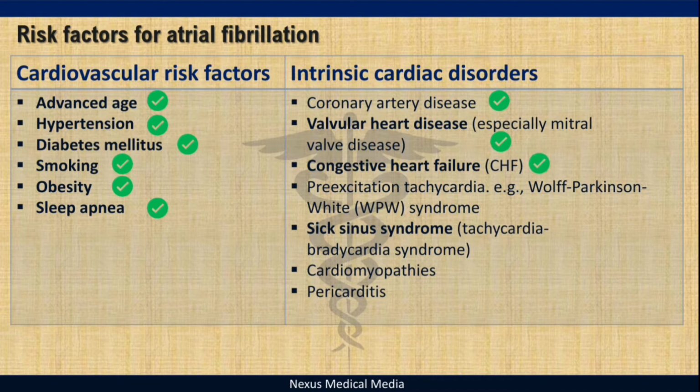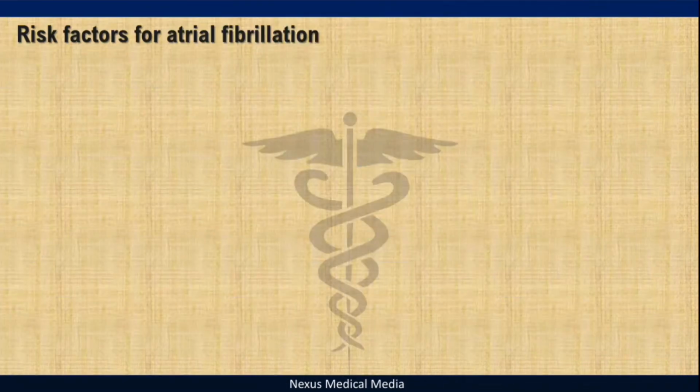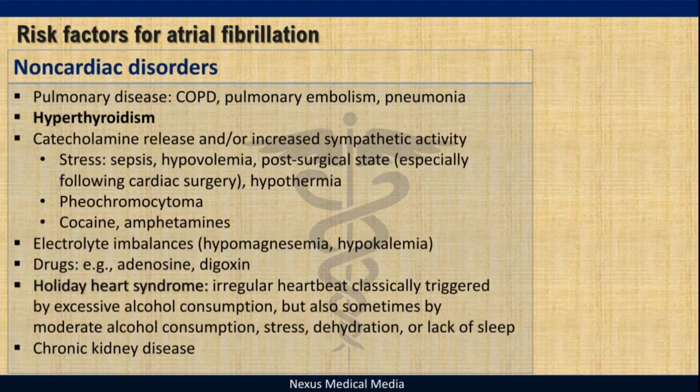pre-excitation tachycardia, that's Wolff-Parkinson-White syndrome, sick sinus syndrome, this is a combination of tachycardia and bradycardia, cardiomyopathies, and pericarditis. The next and last group in this case is non-cardiac disorders, and these include pulmonary diseases like chronic obstructive pulmonary disease, COPD, pulmonary embolism, pneumonia, hyperthyroidism, catecholamine release, and or increased sympathetic activity, right?